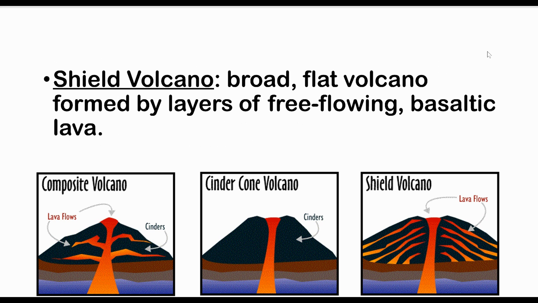A shield volcano is a broad, flat volcano formed by layers of free-flowing basaltic lava. Basaltic lava is just a type of lava, and it's basically formed from a rock called basalt.